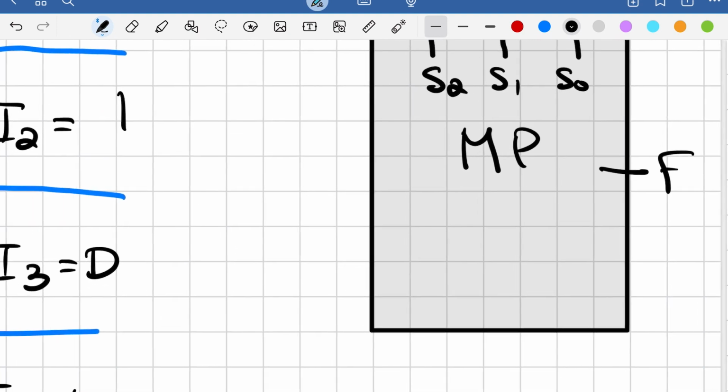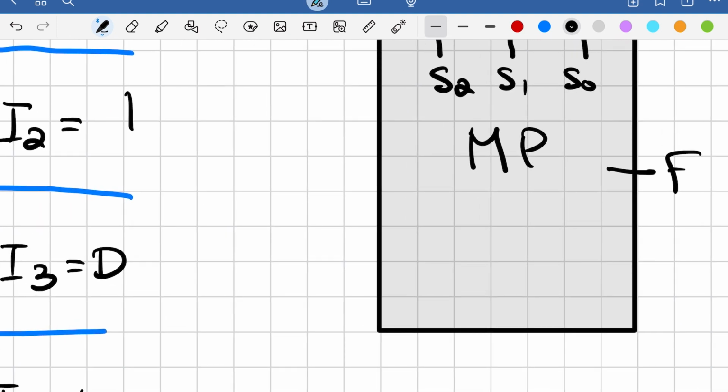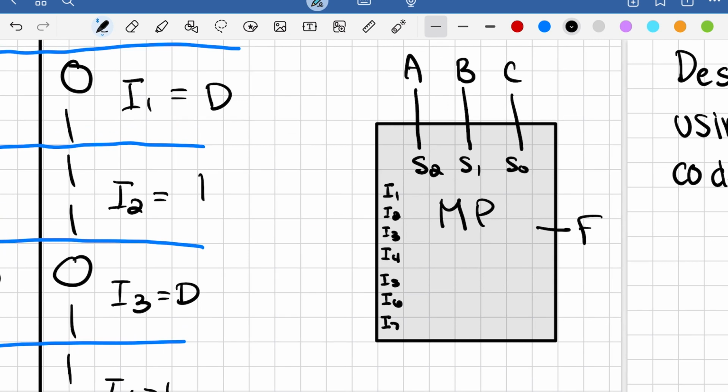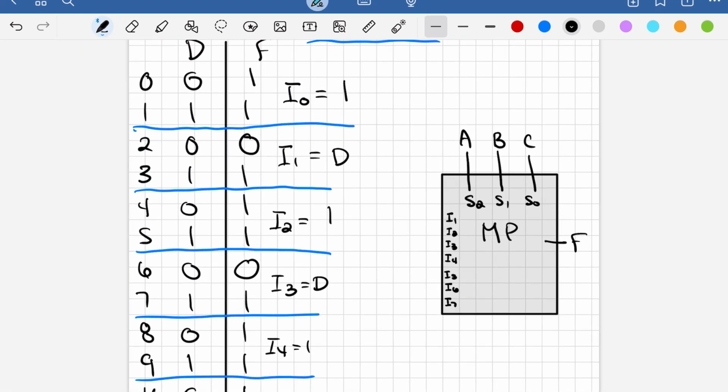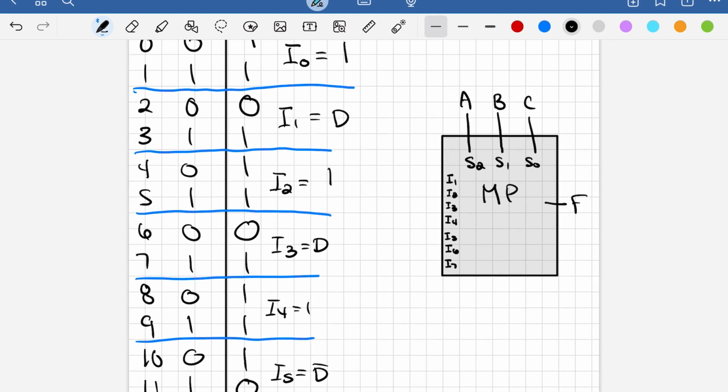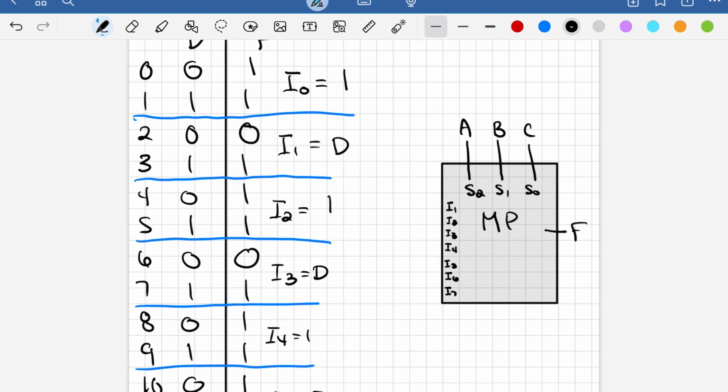Now I need all of my I's. So I have I1, I2, I3, I4, I5, I6, and I7. Perfect. We don't have any zeros, so we don't need a ground. We have D and D prime and 1. 1 is just equal to voltage.